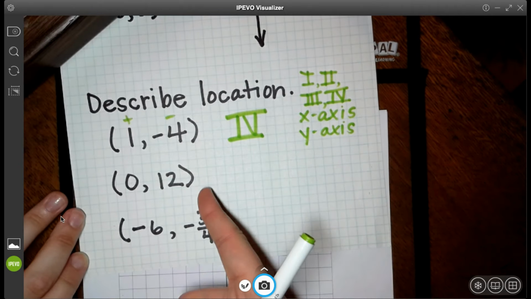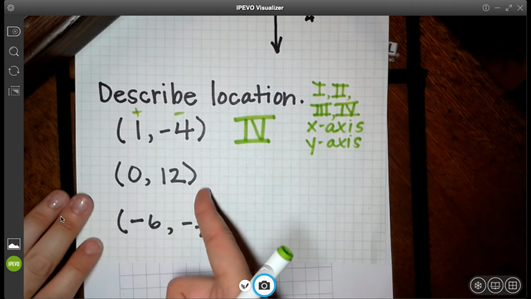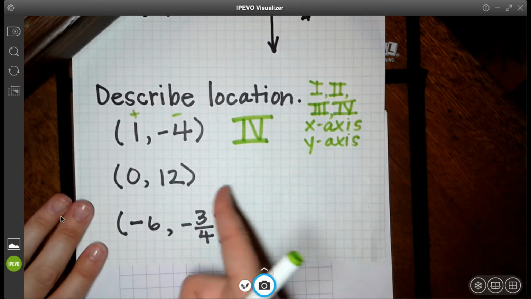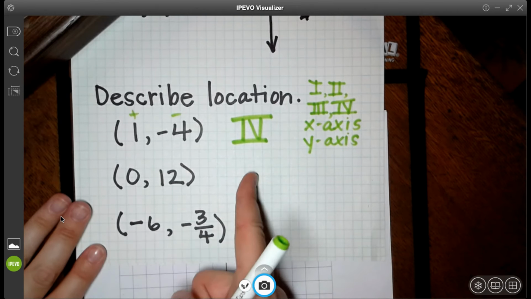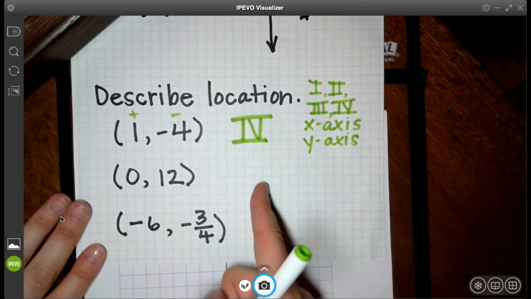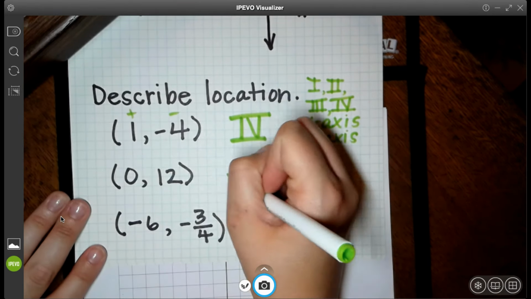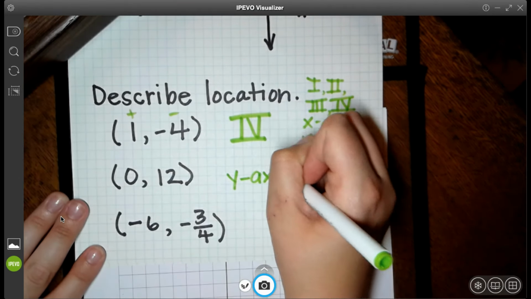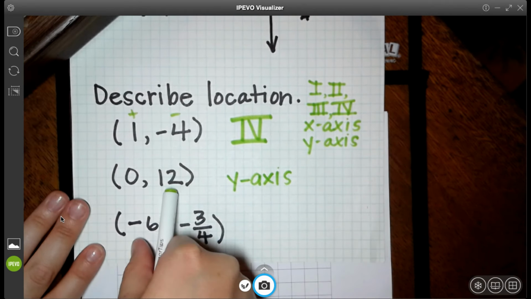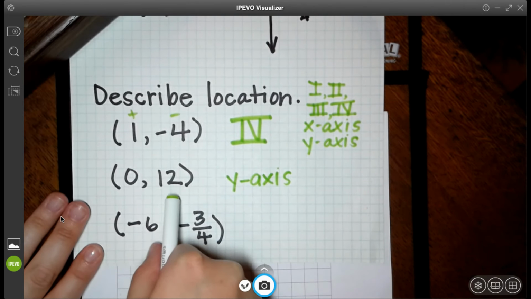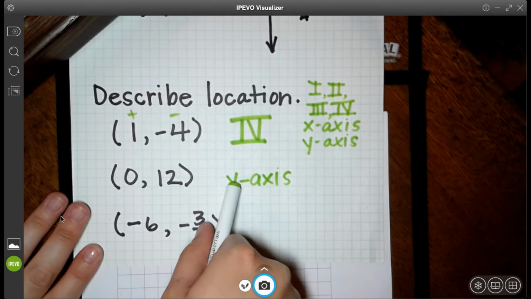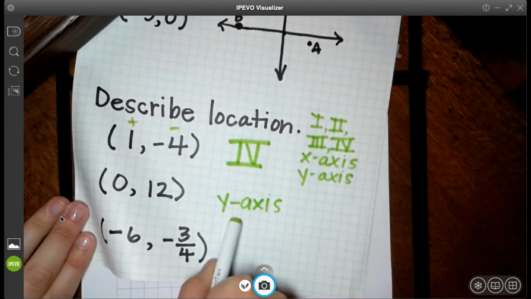Okay, now that's a little bit tricky. You have to be careful. So if it's at 0, 12, that means I did not go left or right. If I didn't go left or right, that means I only went up or down. That means I'm on the y-axis. Okay, this is a y coordinate. It means I'm going up 12 on the y. So that means it's located on the y-axis.